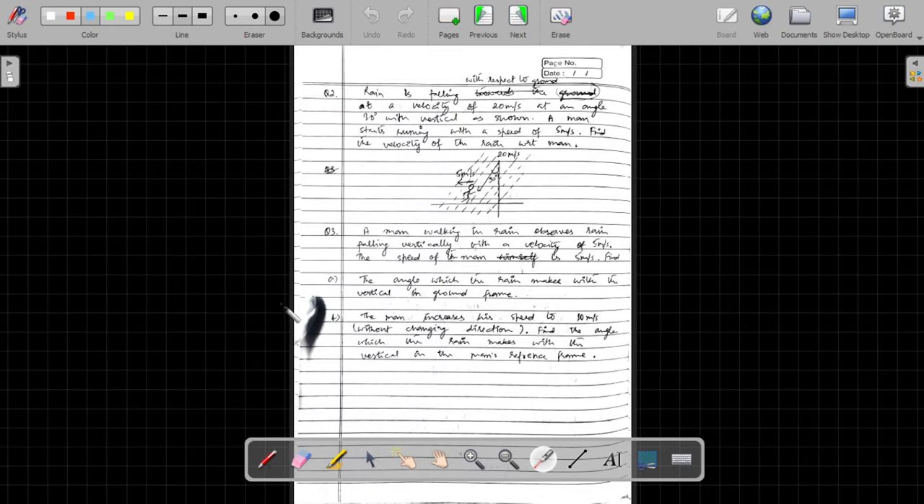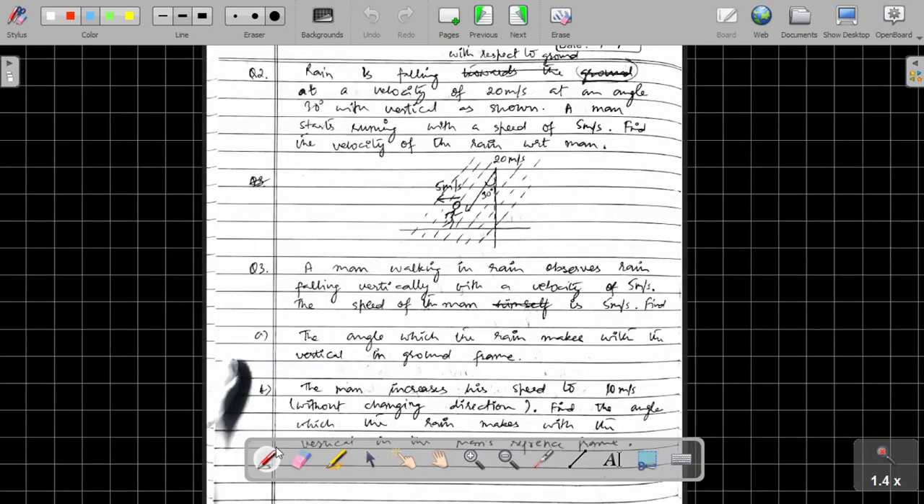Okay. So in the next question, rain is falling with respect to ground at a velocity of 20 meter per second at an angle 30 degree with the vertical as shown. This is the figure, and the man starts running with a speed of 5 meter per second. The man is running towards left. So it may look like the man is going towards right, but the man is actually moving towards left. Find the velocity of rain with respect to the man.